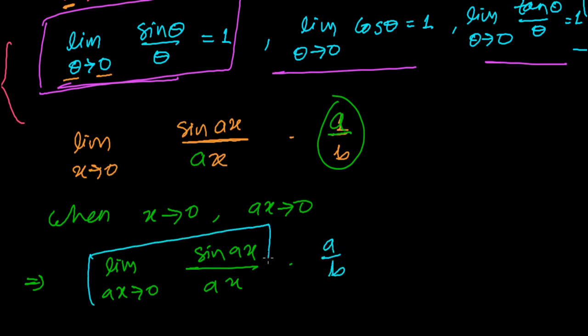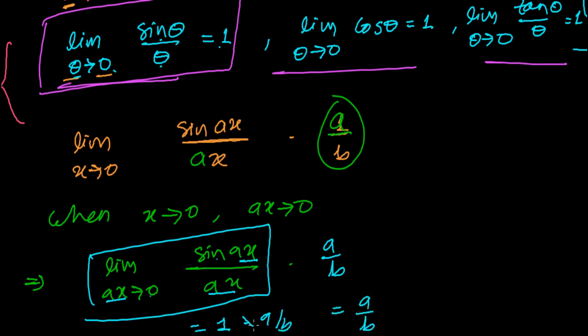And my dear friend, just see this: limit as the angle tends to 0, sine of the angle divided by the angle should be equal to 1, times a by b. So our answer is simply a over b. This is multiplication, and that's our answer.